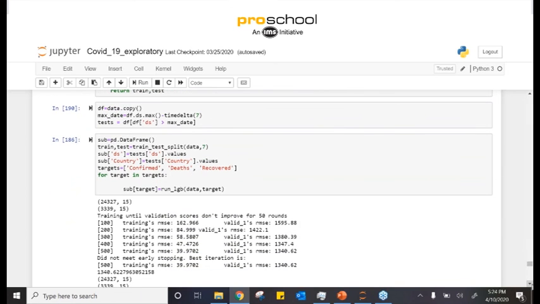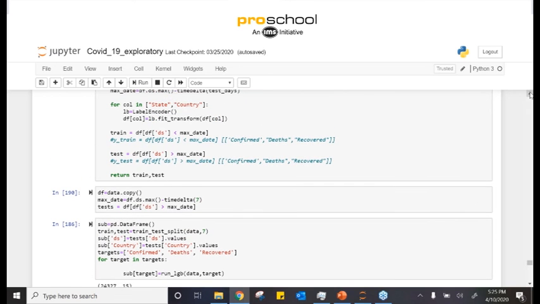So I'm going to train it with 2, 4, 3, 2, 7 data sets with 15 data points. We want to understand all three things: confirmed cases, death cases, and recovery cases. So I have put all of them as targets. So the target becomes confirmed cases, run LGBM on data and target. The remaining values become independent variables, and my confirmed cases becomes the target variable. Similarly for death cases and recovered cases.